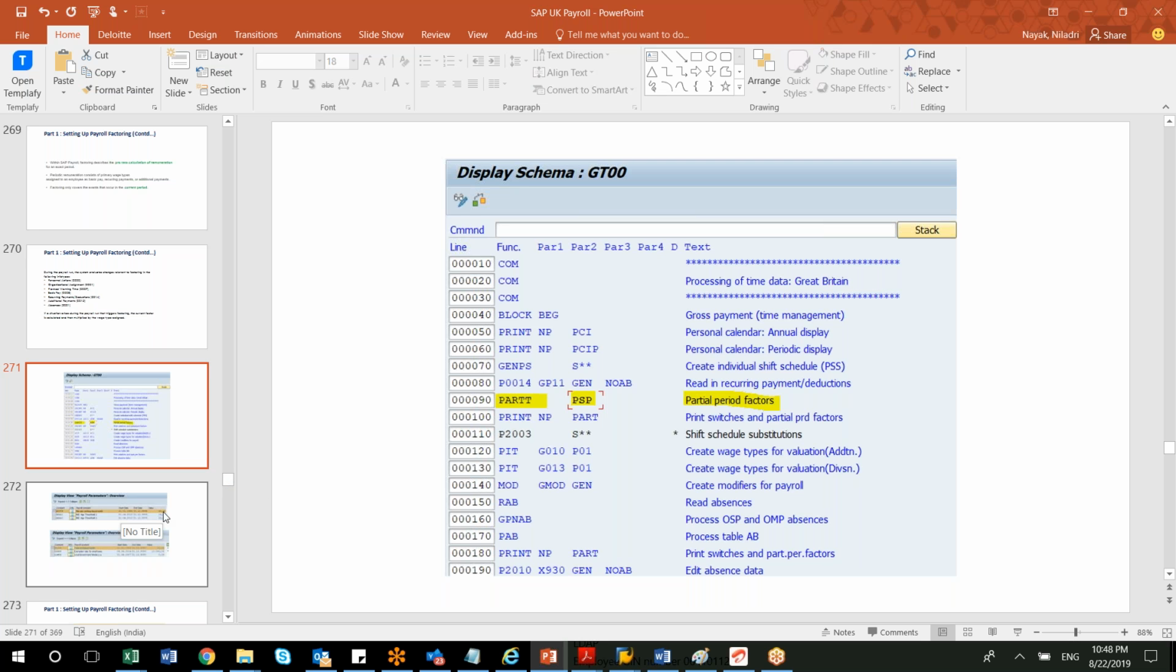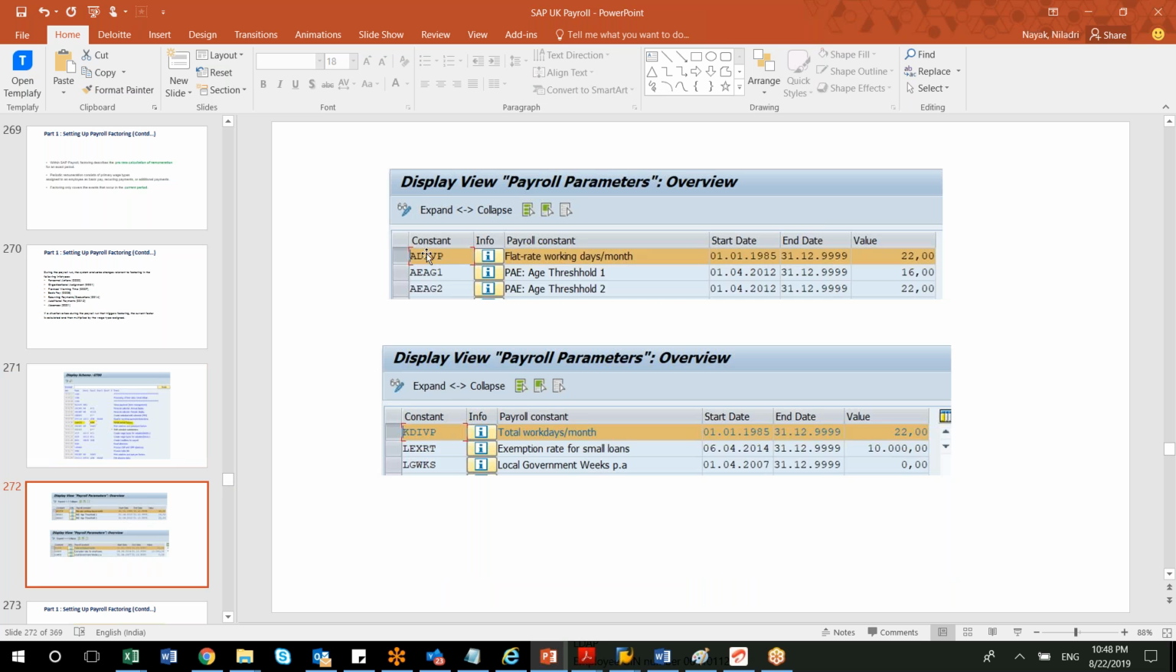Other than that, in the payroll constant table there are many constants maintained. Most of the constants are related to the number of days for a particular month, like total working days per month. Similarly, there is the flat rate working days per month. In the system as given, it has been configured as 22, meaning for a particular month you will consider 22 working days when running payroll for UK. This constant plays a major role whenever we calculate any kind of factoring. I'll be coming back to that constant.